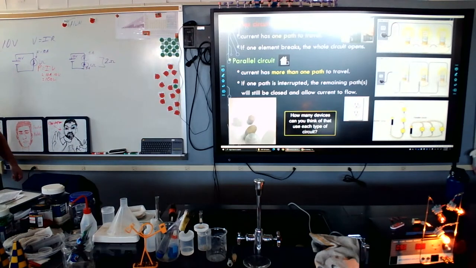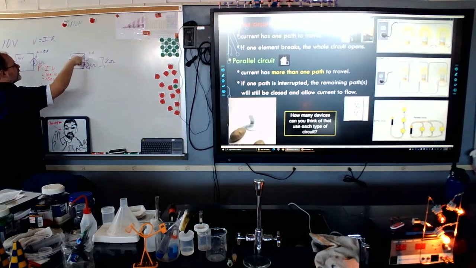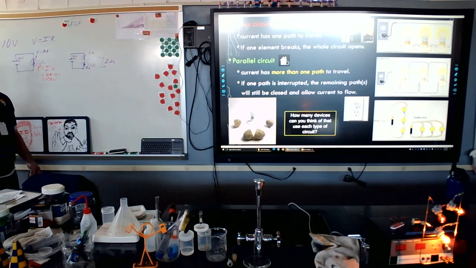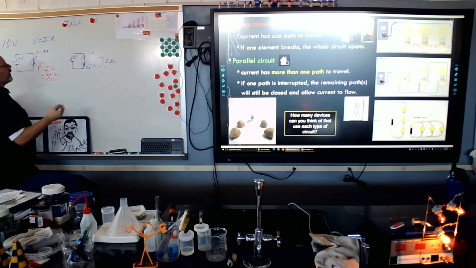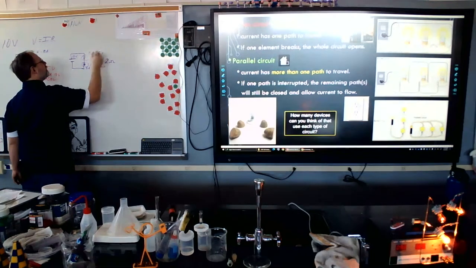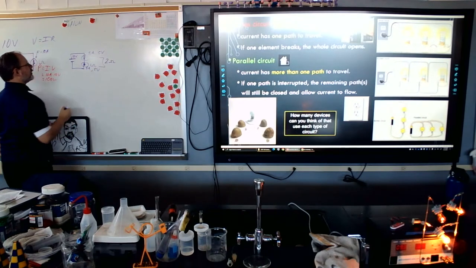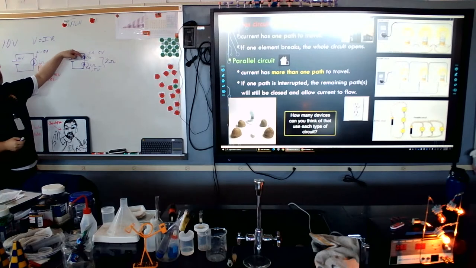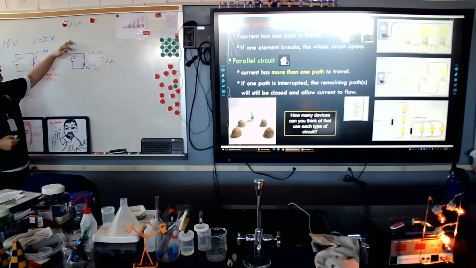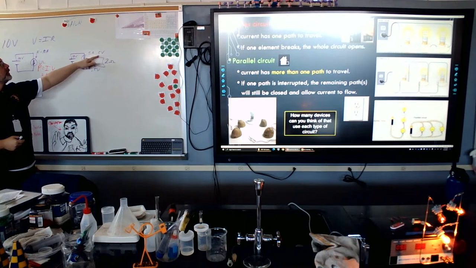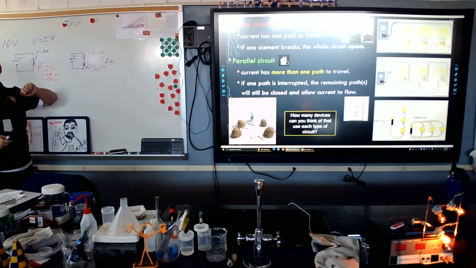So the 10 volts, this one sees 10 volts, it has to split the 10 volts. So this bulb only gets half of the 10 volts. Does that make sense? So this bulb only sees 5 volts. And this bulb also only sees 5 volts. Now, the 10 volts coming out of the generator has to come back with 10 volts. So you lose 5 volts here, another 5 volts here, and it comes back. And 5 volts at 1 ohm is 5 amps.